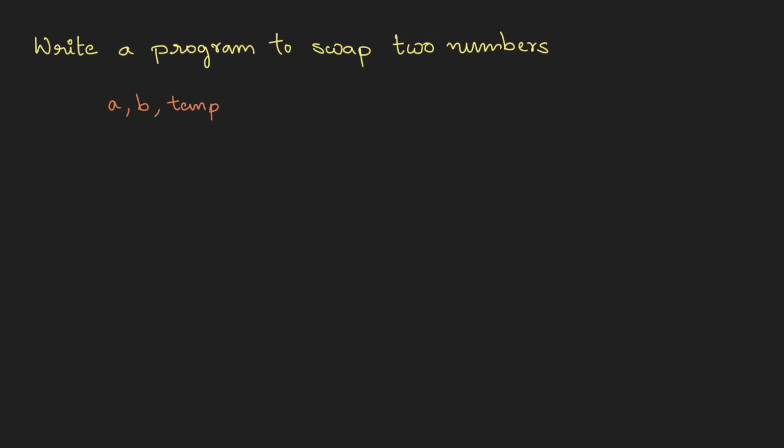The logic is very simple. What we're going to do is in the temp we're going to store the a, then in a we're going to store b, then in b we're going to send back the temp variable. Let me show this with an example.